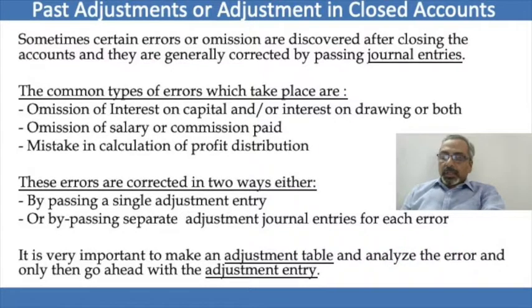Let us first understand what we mean by past adjustments and why the entries have to be done. Sometimes certain errors or omissions are discovered after closing the accounts, and they are generally corrected by passing journal entries.